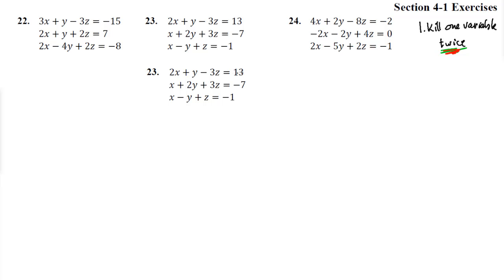2x plus y minus 3z equals 13. x plus 2y plus 3z equals negative 7. x minus y plus z equals negative 1. And we have to kill a variable twice.